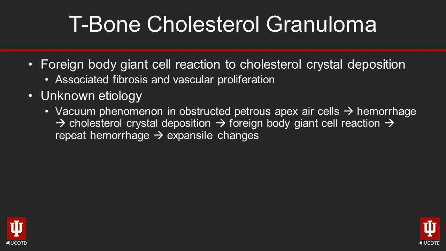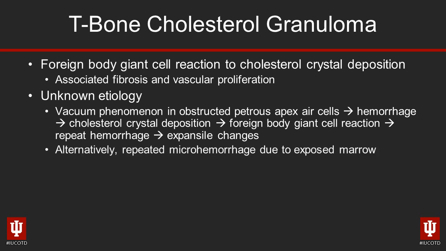There are a couple of predominant theories, the first being a vacuum phenomenon in which you have obstruction of these petrous apex air cells, or maybe even eustachian tube dysfunction. That vacuum phenomenon leads to hemorrhage that causes cholesterol crystals to come out and be deposited. Those incite this inflammatory foreign body giant cell reaction, which causes more bleeding. Over time, that cycle leads to these expansile bone changes with this slow benign osseous remodeling.